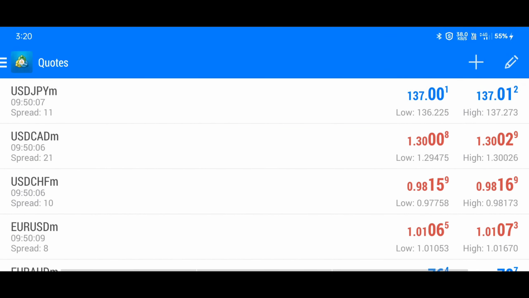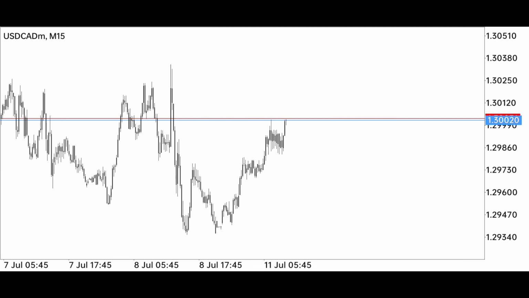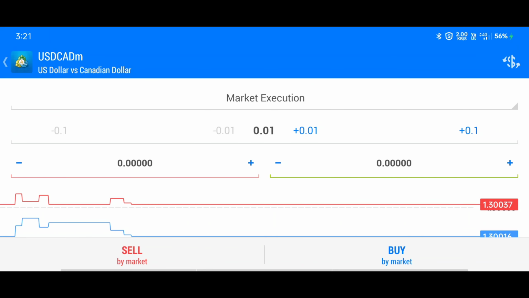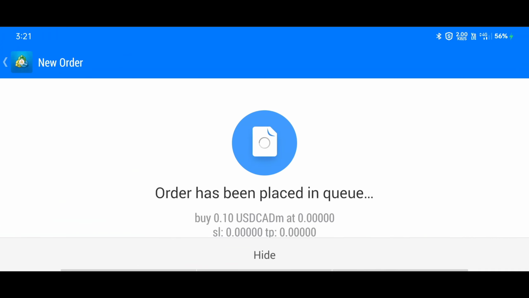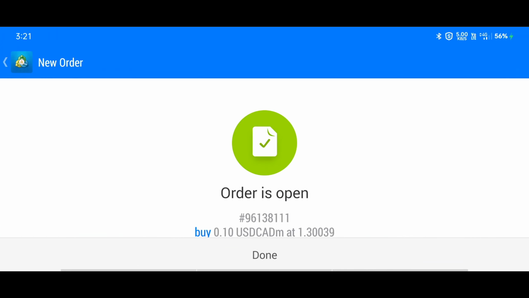This is my real account in which I will trade. I made a $1,500 deposit, which I am going to grow. Here, according to this strategy, I will follow risk management well. I have taken 0.10 lot size, which is enough.